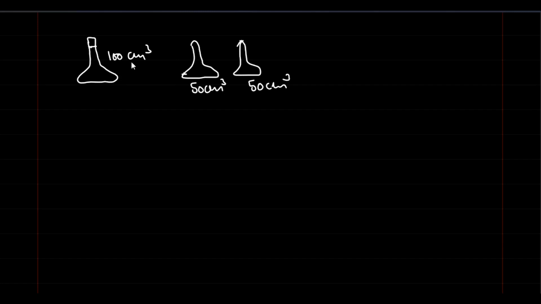So if I add 50 in here and 50 in here, we'll still have the same concentration of the acid or the base. But if I use the same size of beakers, let's say also 100 cubic centimeters, 100 cubic centimeters.